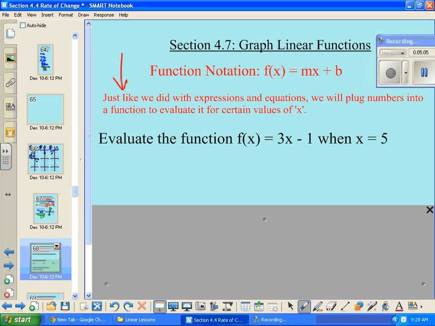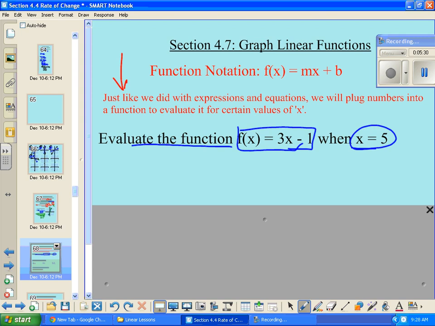Some lines to copy down here if you're taking notes along with me. Start here. It says, just like we did with expressions and equations, we will plug numbers into a function to evaluate it for certain values of x. So this problem right here says evaluate the function, and here's my function. f of x equals 3x minus 1, that one we were using from the first page. Evaluate that function when x equals 5.